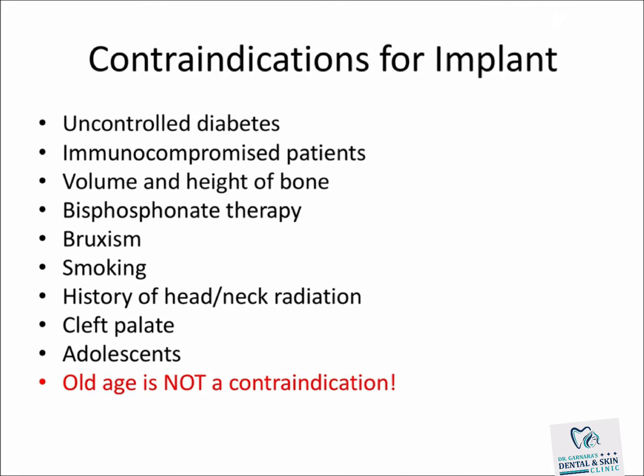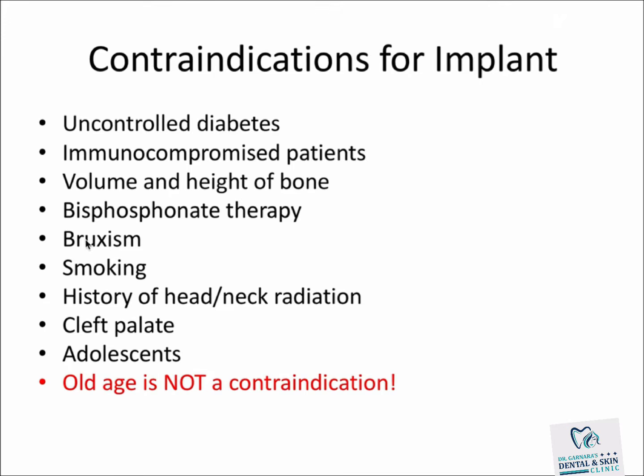Contraindications for placing an implant, we have a list here: uncontrolled diabetes and immunocompromised patients. These are both at higher risk of infection. The volume and height of bone needs to be sufficient in order to support an implant. Bisphosphonate therapy, that patient will be at risk of bisphosphonate-related osteonecrosis of the jaws, or BRONJ. And you may be noticing that a lot of these are contraindications for tooth extraction as well, and there's quite a bit of overlap between these two lists.